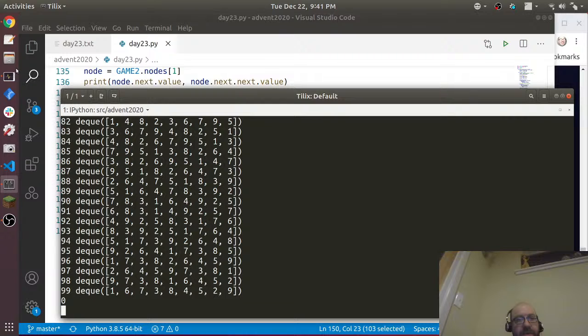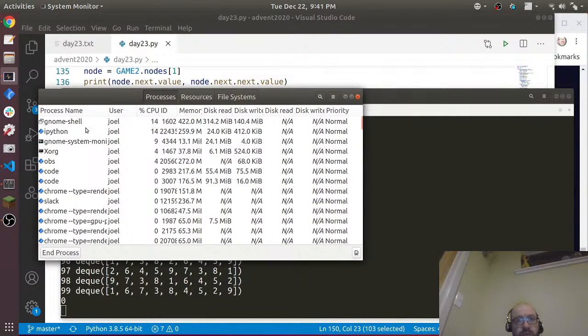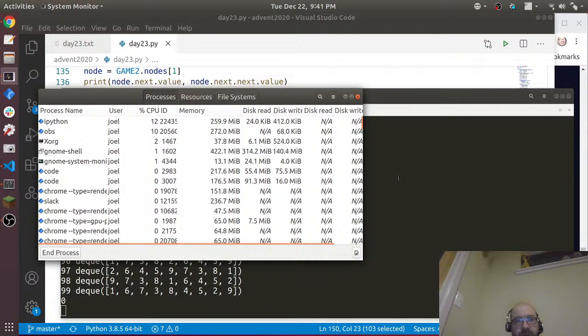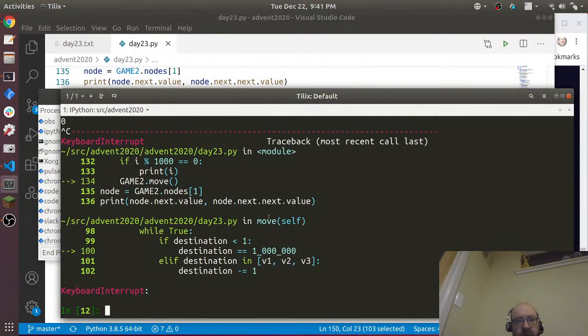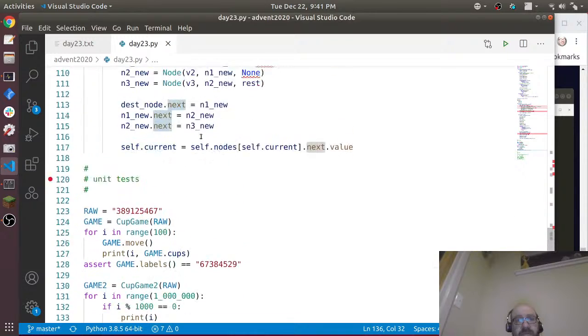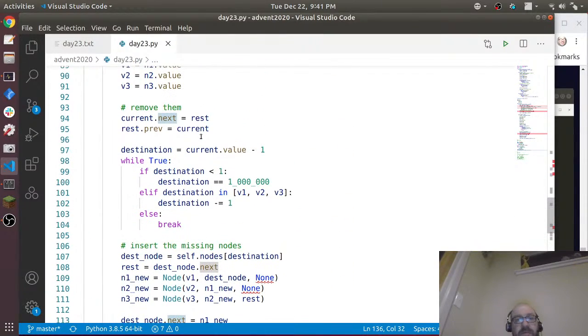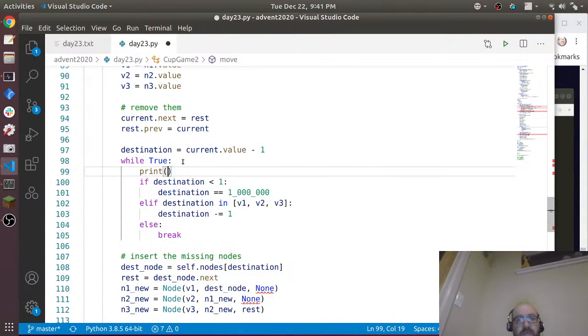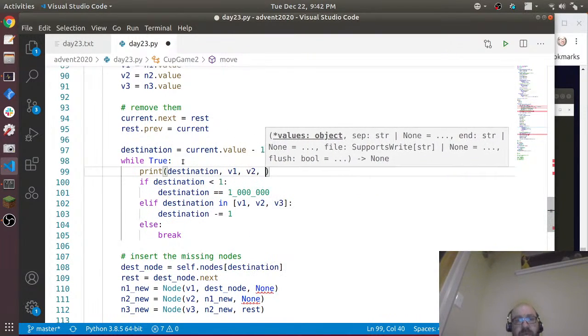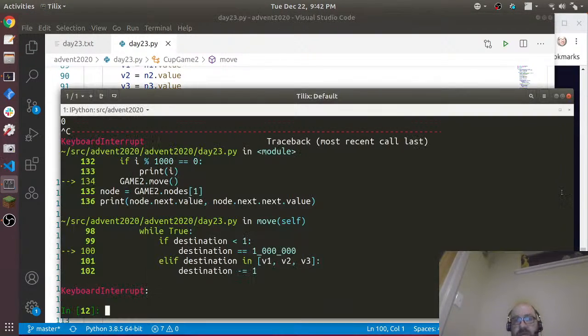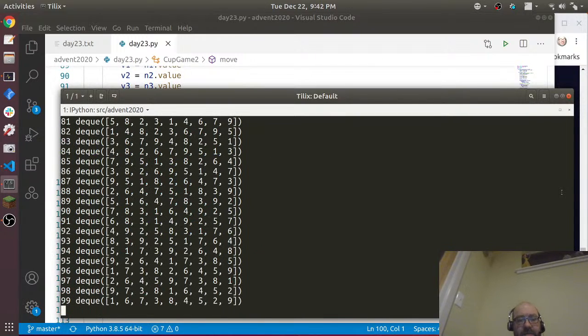Oh boy, this is really slow. Memory's okay. Let's see where it's at. Okay, so there's a bug in that, just as there was in my first one. That's good. Print destination, v1, v2, v3. And we'll see how I screwed it up again the exact same way.